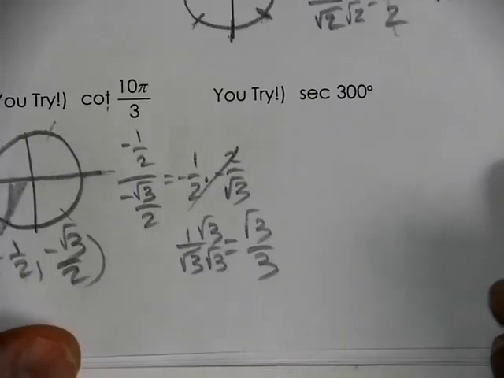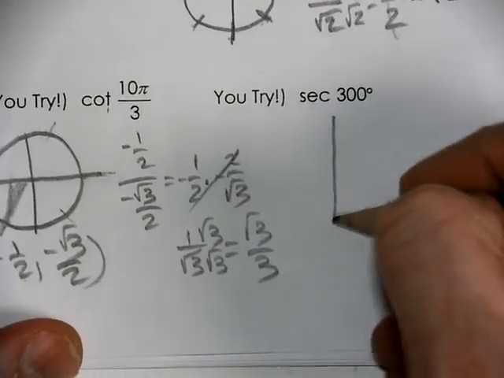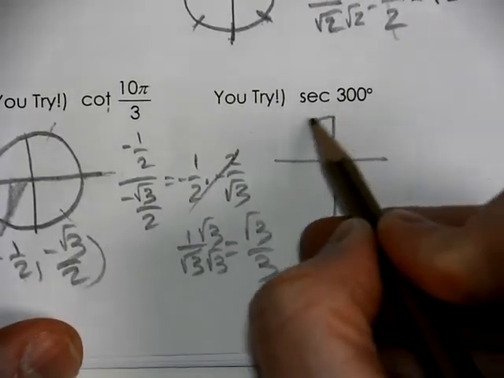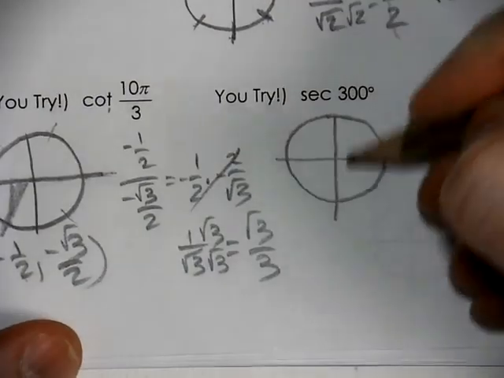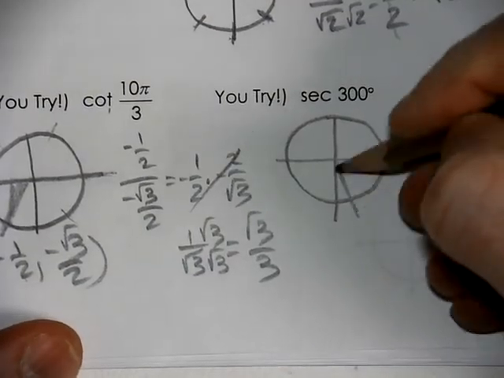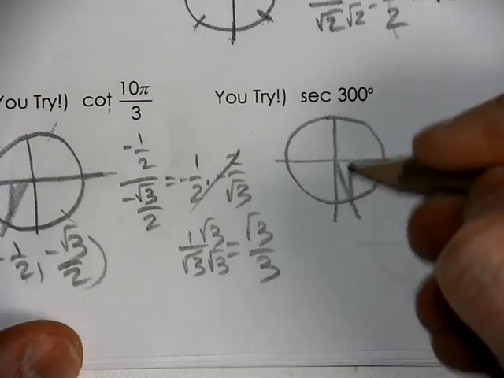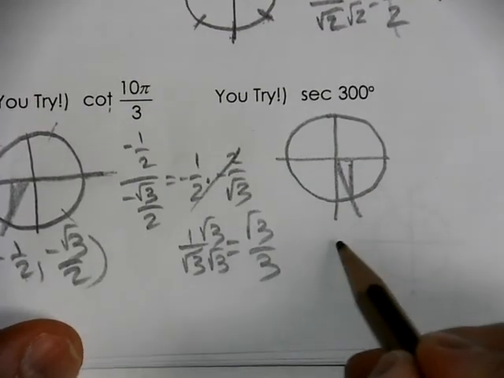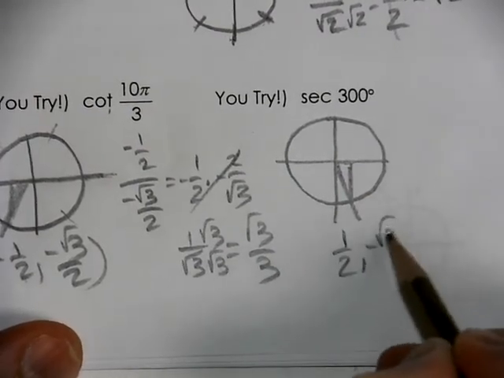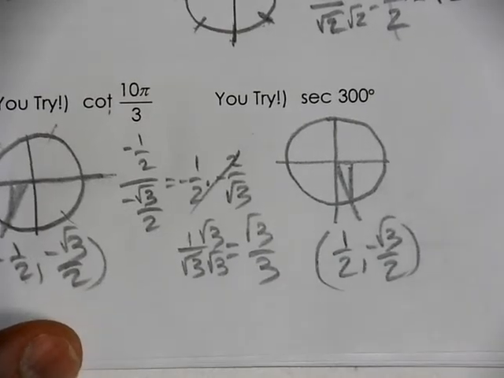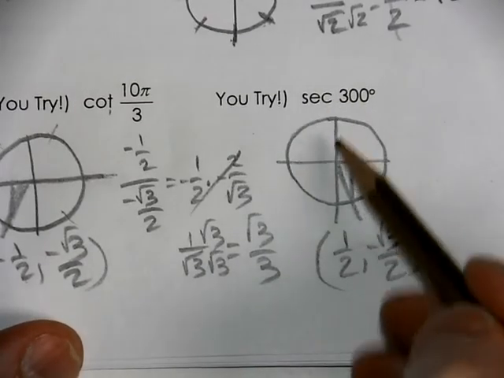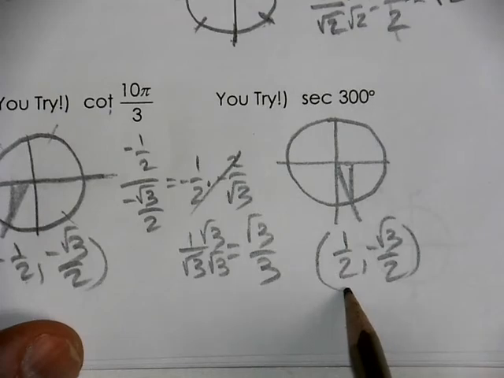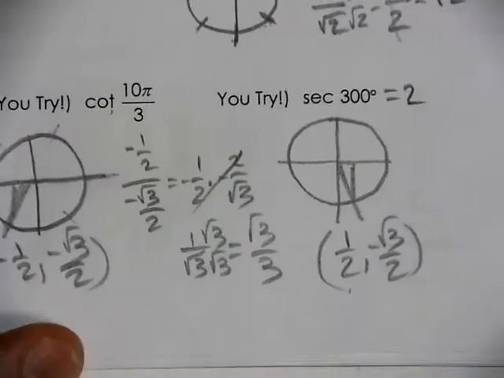And our last one is the secant of 300. 300 degrees is just past 270. So we have a short and a long. Secant is a reciprocal of cosine, so it's a reciprocal of half, so it's 2.